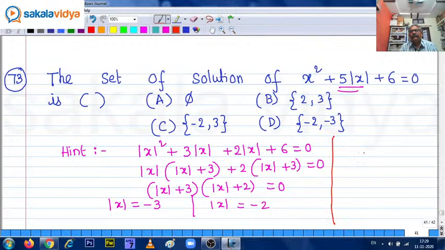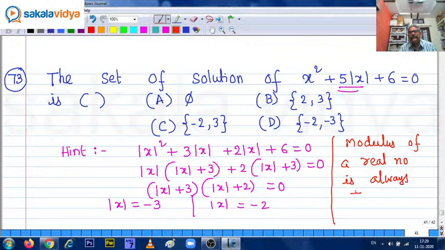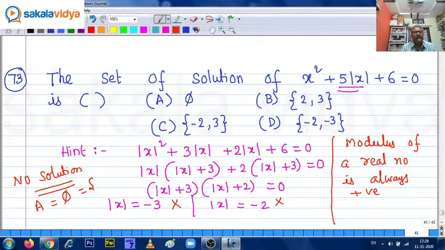So here modulus of a real number is always positive. But here we get negative, which means no solution. It has no solution, so the solution set is equal to phi, or the null set. Yes. A is the right answer. Wonderful.